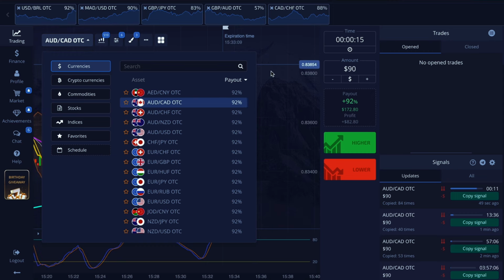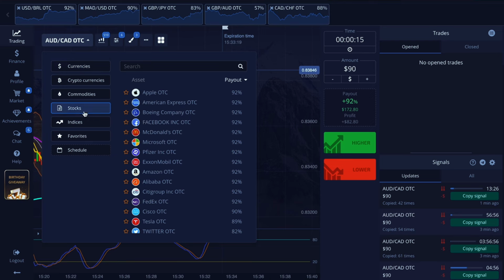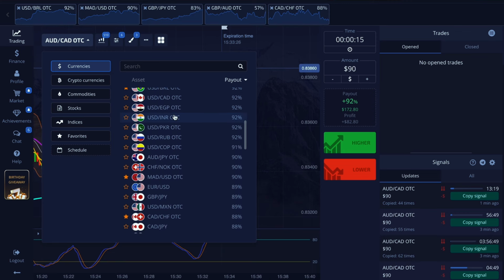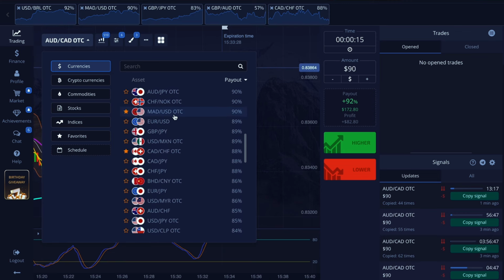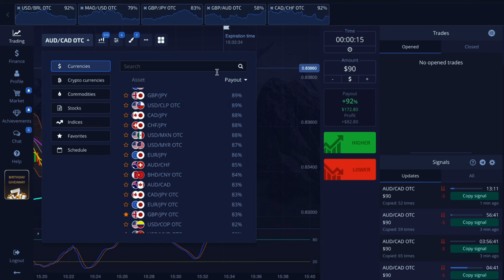And I like to stay on these cryptocurrencies. I like to stay on these Forex currencies because it's just easier to predict than these stocks, guys. You kind of want to stay away from these stocks, especially OTC. But the best time to trade would be 5 o'clock in the morning to around 4 p.m. So then you can get these real pairs. So right now it is currently 3:30, so I can get these real Forex pairs.